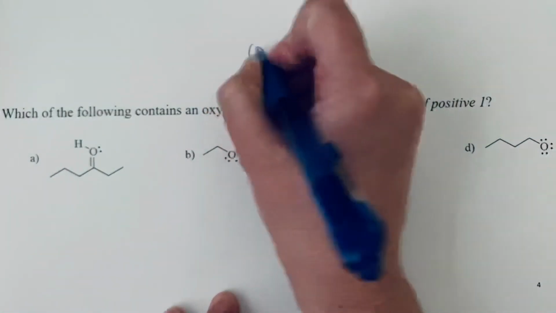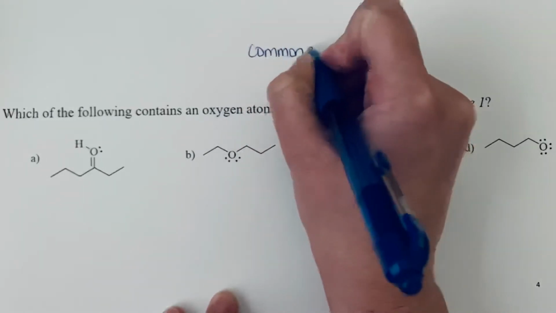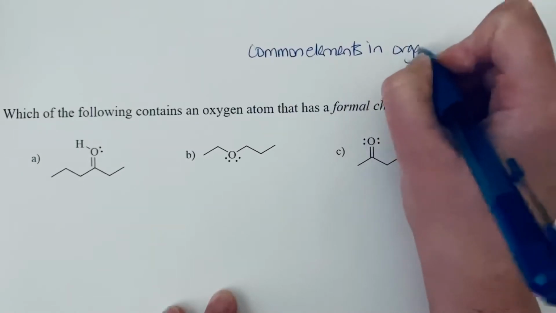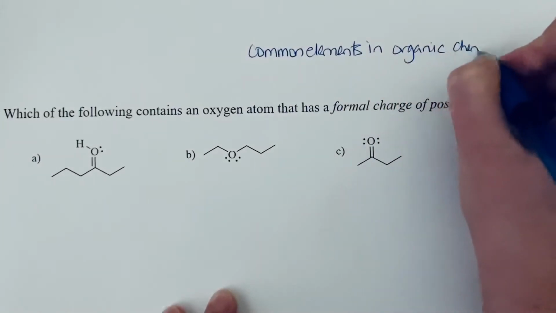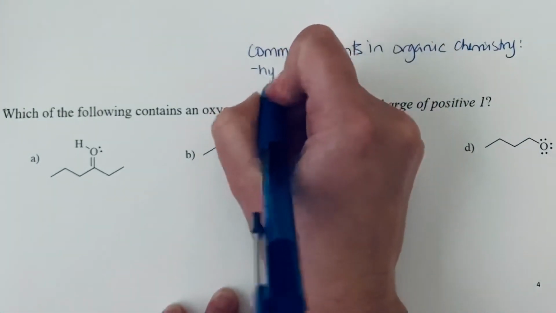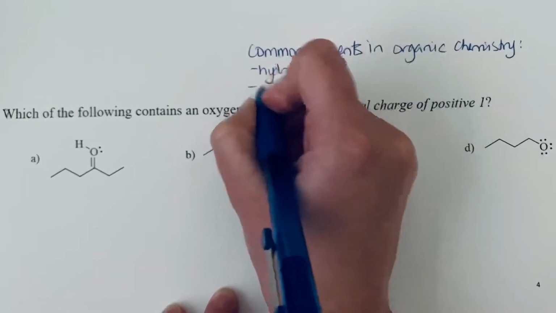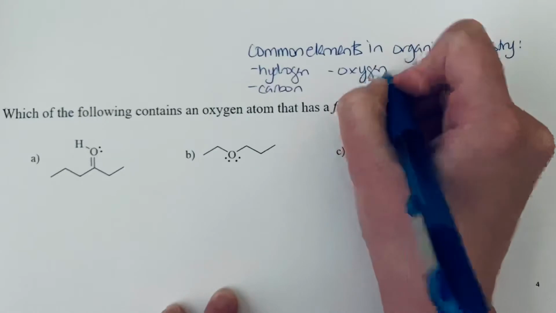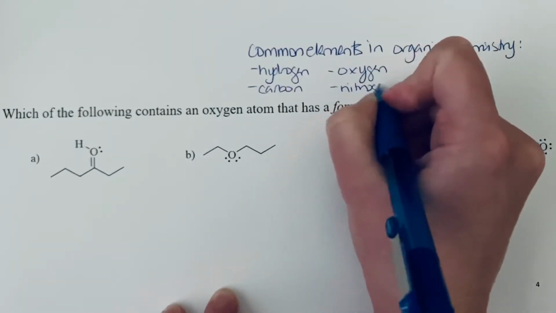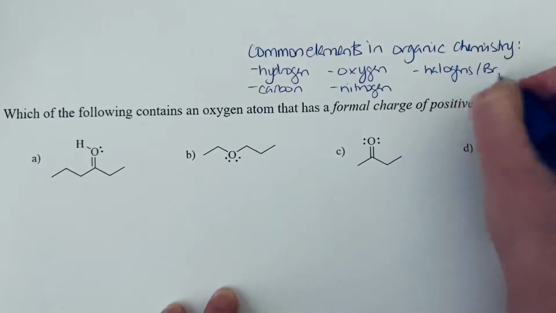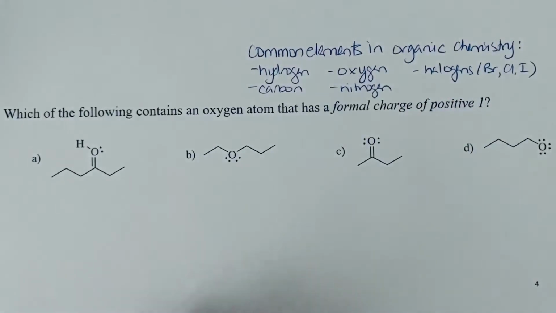So the common elements that I recommend that you familiarize yourself with, so common elements in organic chemistry, are hydrogen, carbon, oxygen, nitrogen, and the halogens. So things like bromine, chlorine, iodine. So in this question, we're being asked about oxygen.